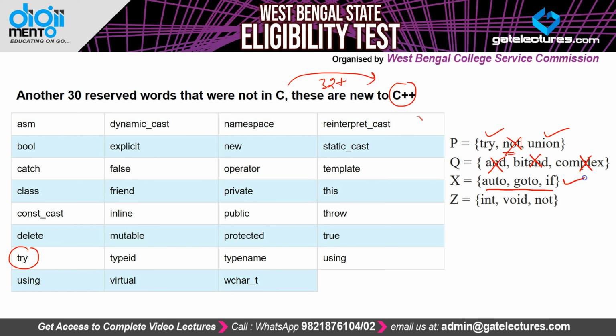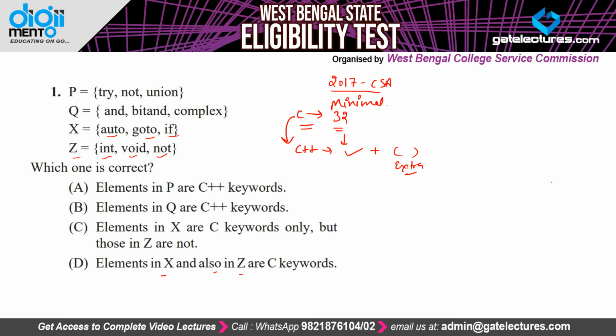All these three keywords are present in C++. Int is present, void is present, and not is not present. So this X is the only set which is having the keywords which are present in C language as well as in C++, but these other sets are not having any keyword which is present. I mean they may be having some keywords which are not present in any of these languages.